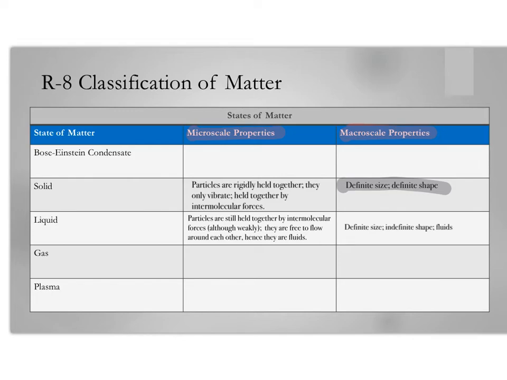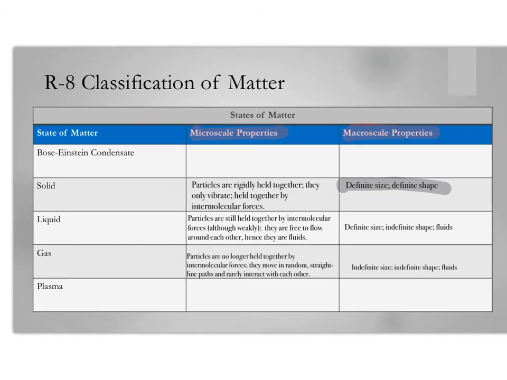At the microscale, the particles are still held together by intermolecular forces, although those forces are much, much weaker than in solids. But the atoms or the particles, molecules, whatever, are allowed to move around each other in three-dimensional space, and it is that fact that allows them to be fluid. So you can see that liquids and solids compare to each other in that they both have a definite size, but they're different in that solids have a definite shape and liquids have an indefinite shape.